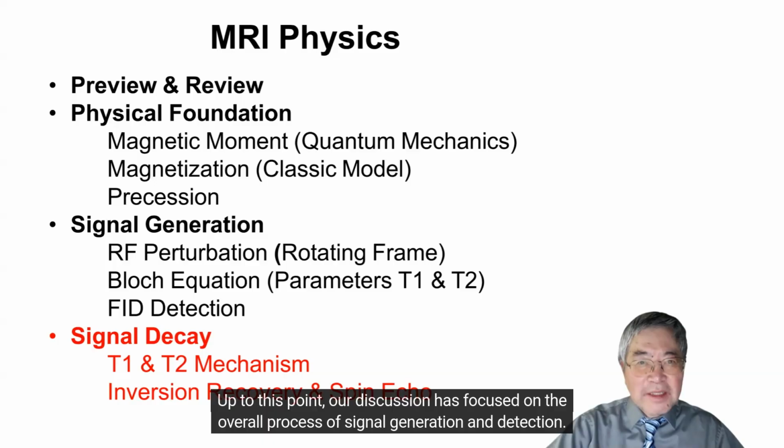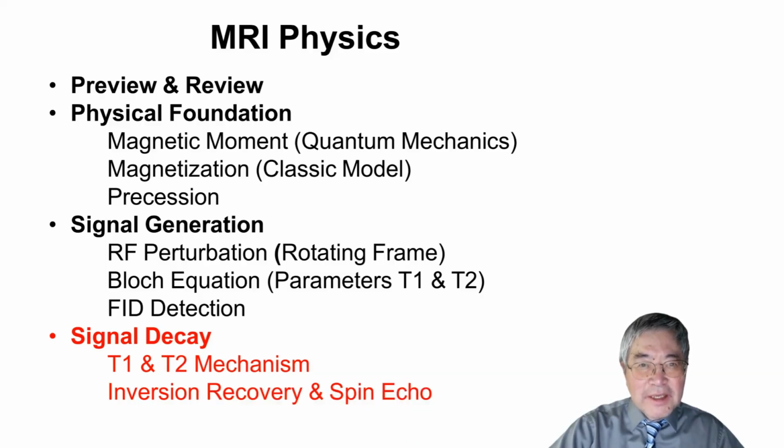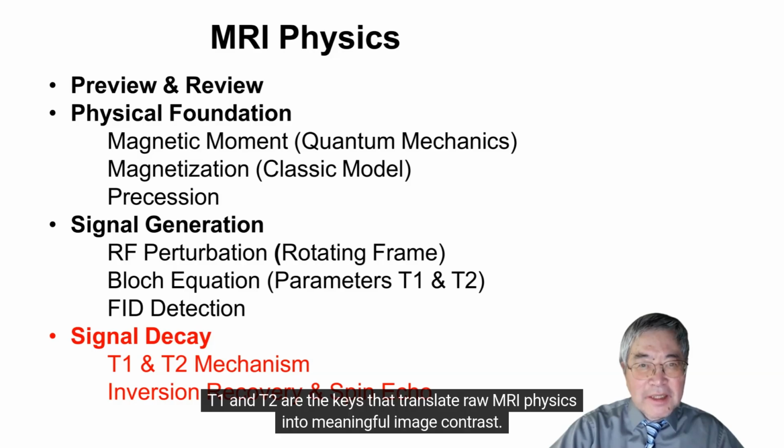Up to this point, our discussion has focused on the overall process of signal generation and detection. But to move from signals to images, we need to understand relaxation. T1 and T2 are the keys that translate raw MRI physics into meaningful image contrast.